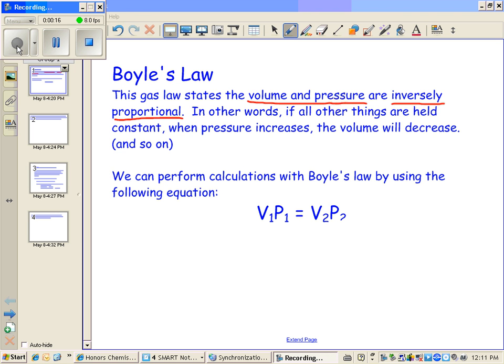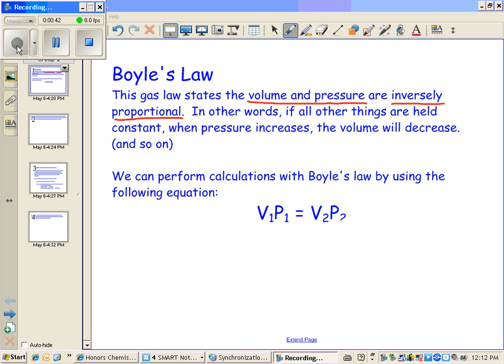What does it mean if something's inversely proportional? Anybody know? It's oppositely proportional. That's right. When one goes up, the other one goes down, correct? When one goes up, the other one goes down. So in this case, if you hold everything else constant, if pressure goes up, volume should go down, or vice versa, right? If pressure goes down, volume should go up. That's what it means by inversely proportional.